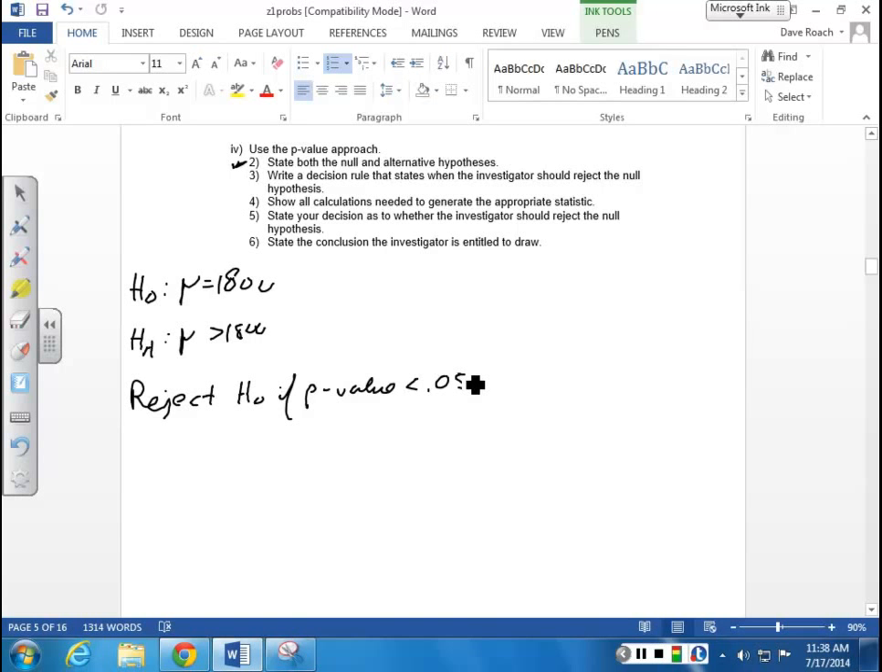Show all the calculations needed to generate the appropriate, again, in this case, let's just say to generate the p-value. I was doing some cutting and pasting this morning. So I'll fix those things as I go along, and when I repost this, I'll have that on there. Well, I'm not going to re-show the whole thing here. We already know that the z-test that we calculated was 1.90. That was in the previous problem.